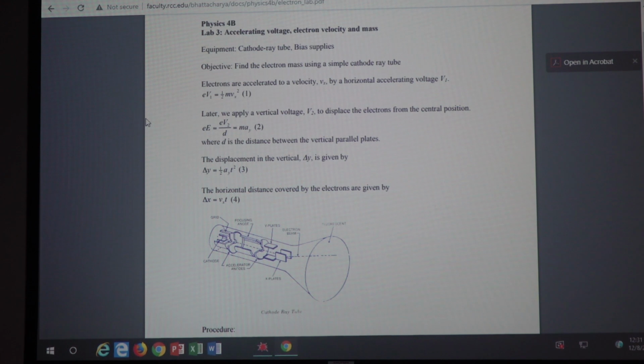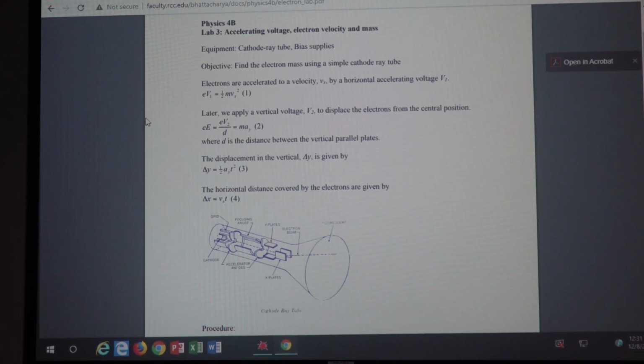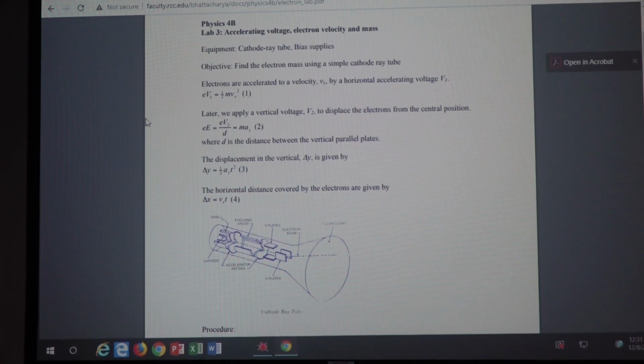We're only using an electric field in this experiment, so you cannot determine the electron mass from this experiment by itself. We will do another experiment later on with a magnetic field. Even then, you're only going to get the charge to mass ratio, e over m, and not the electric charge and the mass separately.